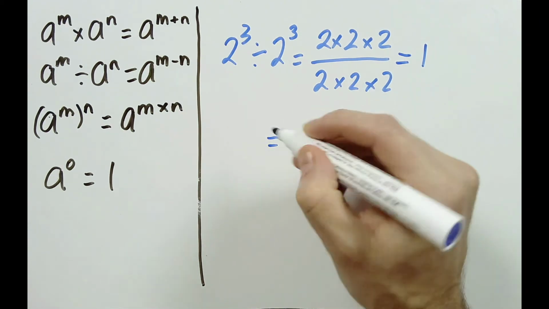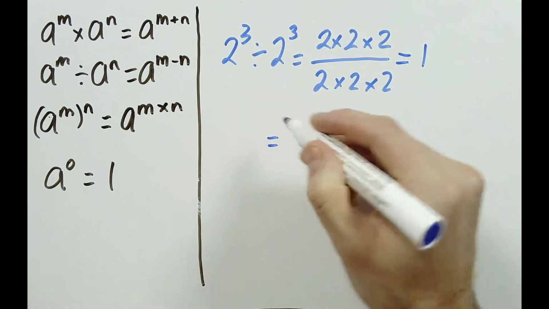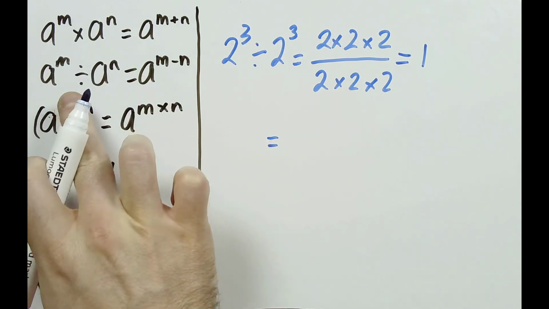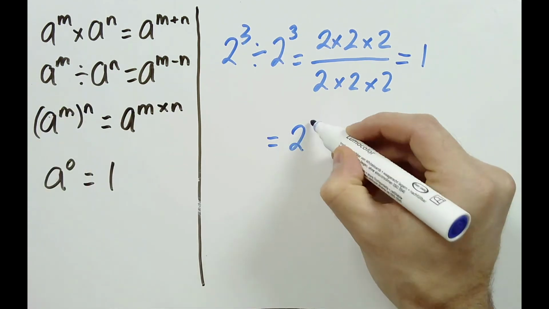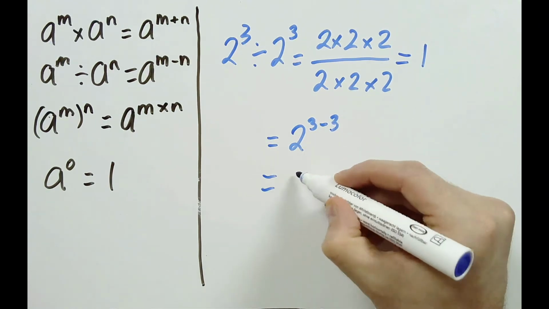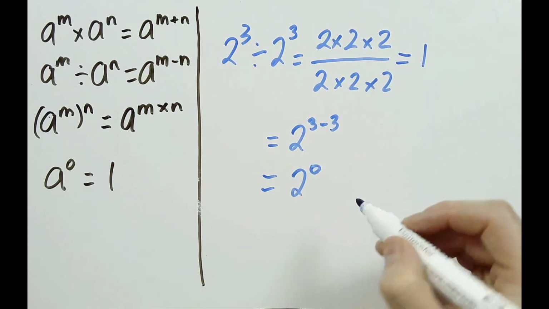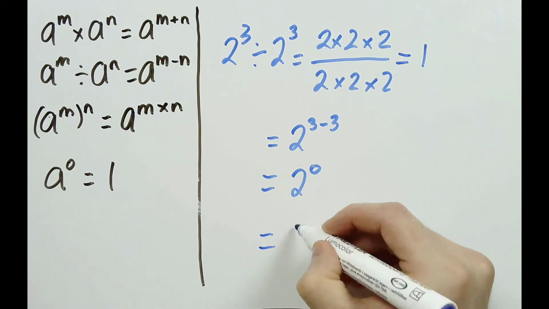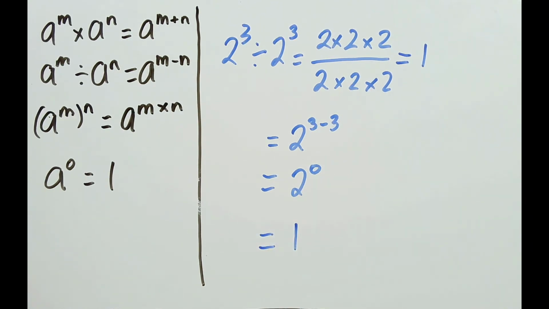And if we are to apply this formula, or apply our second index law, we'll end up with 2 to the power of 3 minus 3, which results in 2 to the 0, which equals 1, which we've worked out at the top. So that's why any number to the power of 0 equals 1.